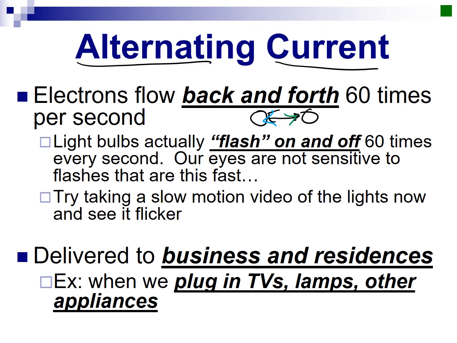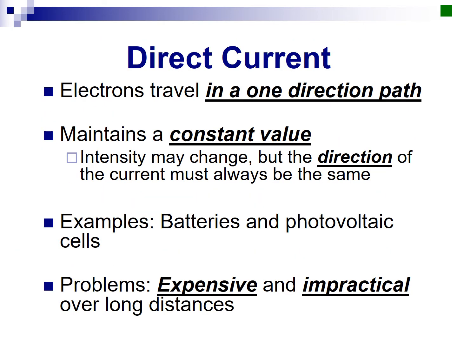This is what every business and household or residence has. If you plug anything into the wall, the outlet is using alternating current. So alternating current is by far and away the one that we use most in our everyday lives.